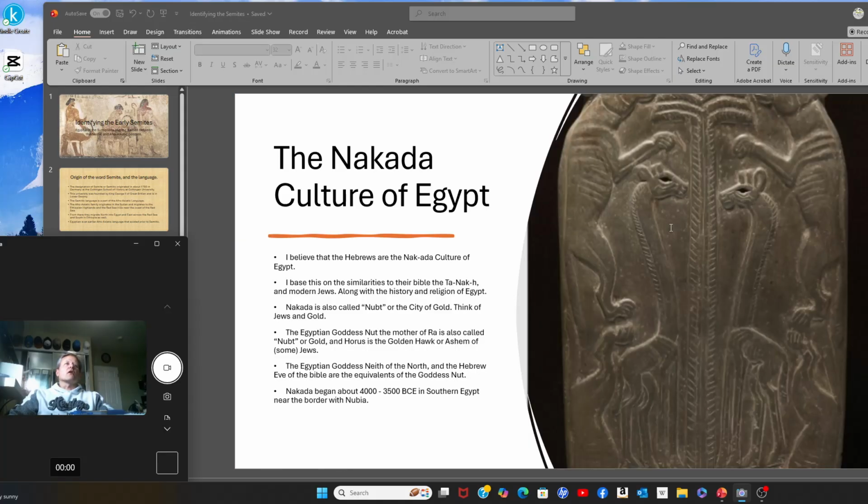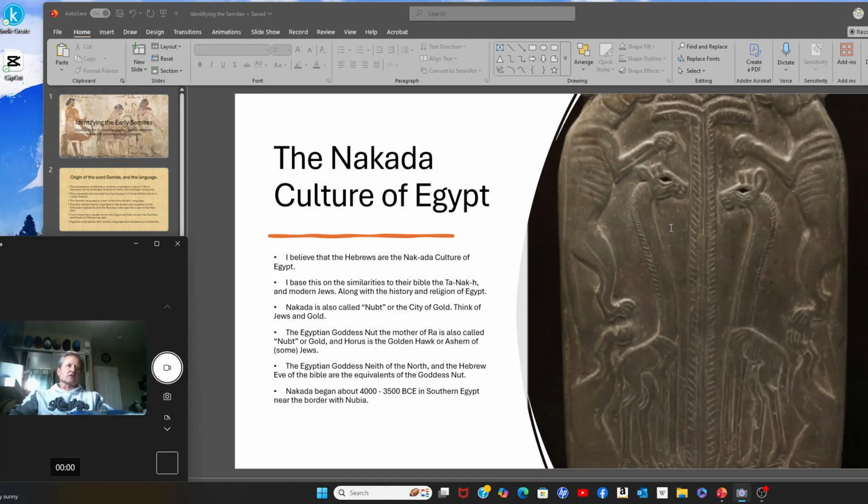The Nakata culture of Egypt. I believe that the Hebrews are the Nakata culture of Egypt. I base this on the similarities to their Bible, the Tanakh, and modern Jews, along with the history and religion of Egypt. Nakata is called Nupt, or the city of gold. Think of Jews and gold.